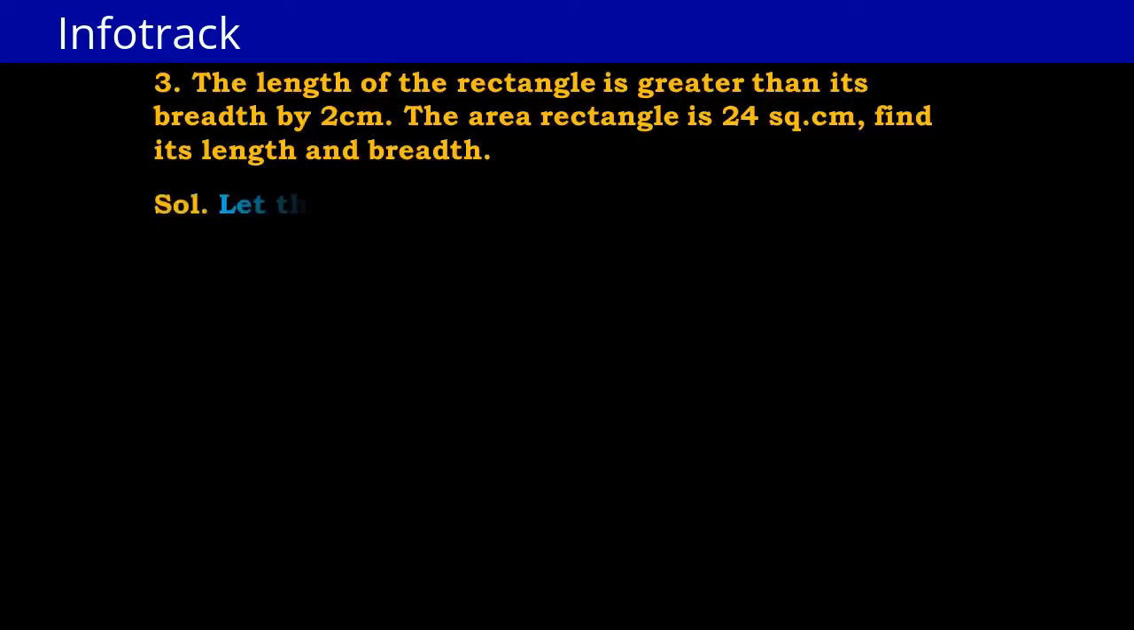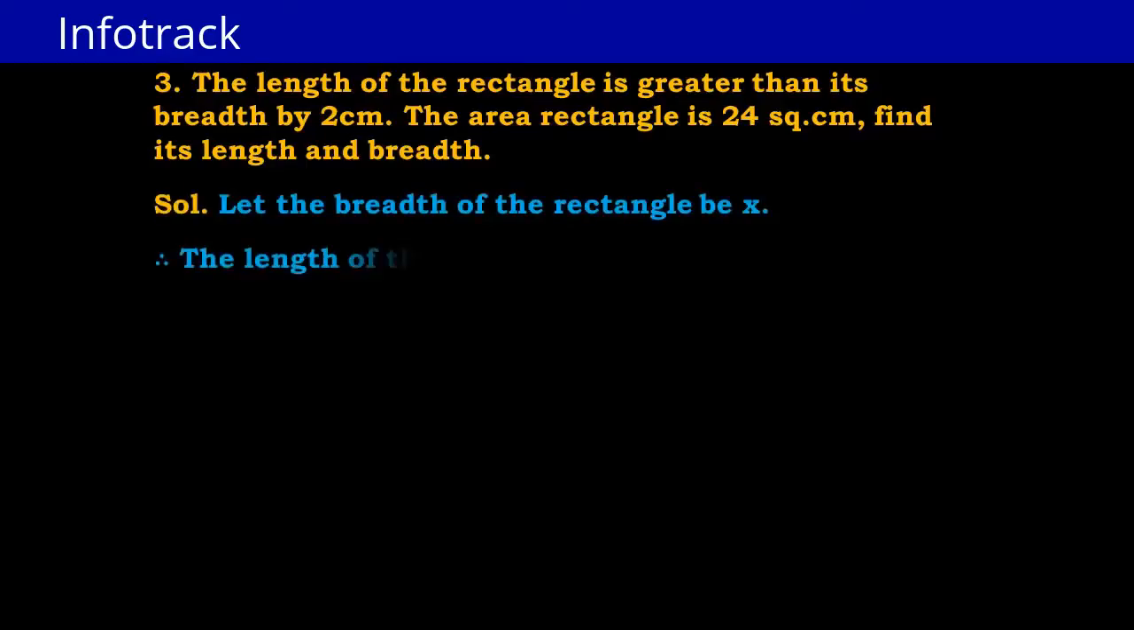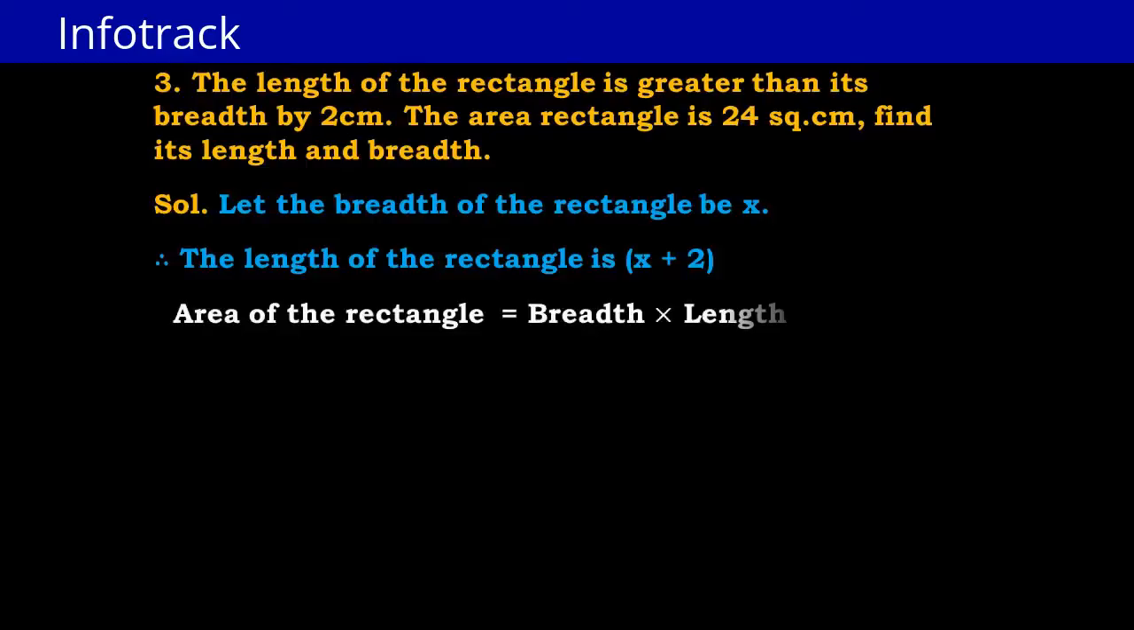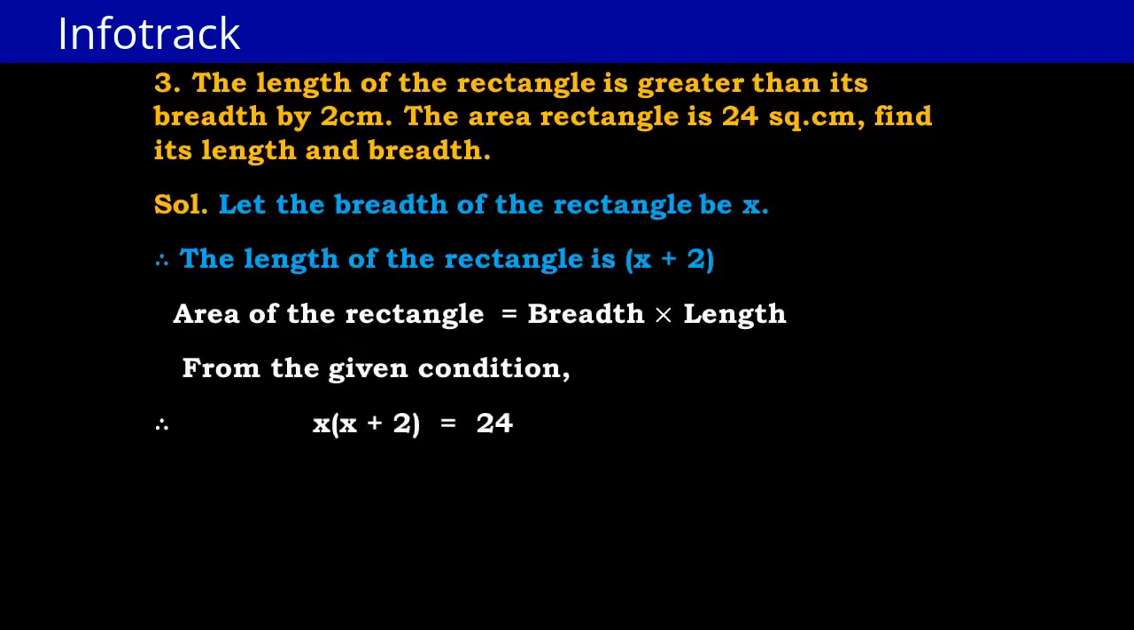Let the breadth of the rectangle be x and therefore its length will become x plus 2, because it is greater than the breadth by 2. Now the area of a rectangle is length into breadth. So we can substitute the values from the given condition. It is x into x plus 2 is equal to 24.